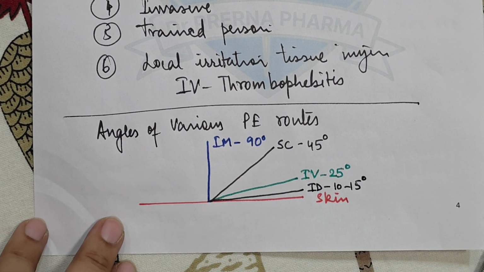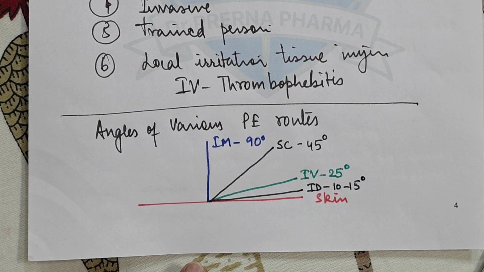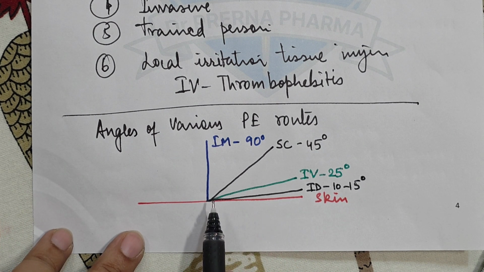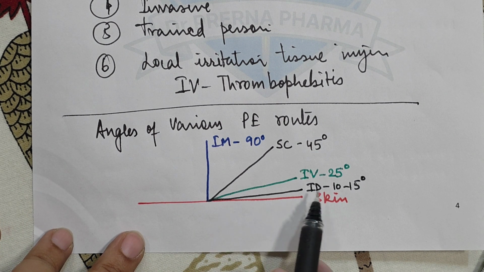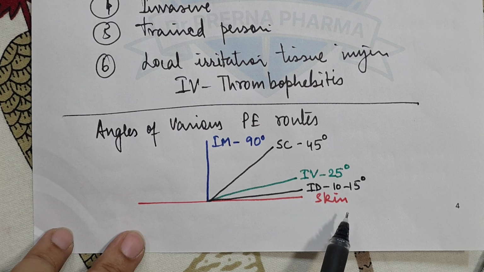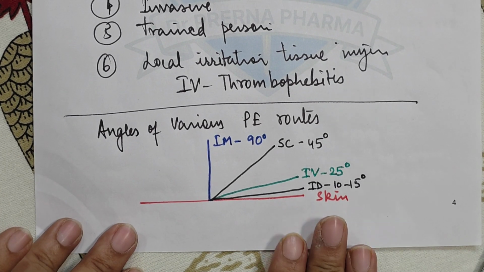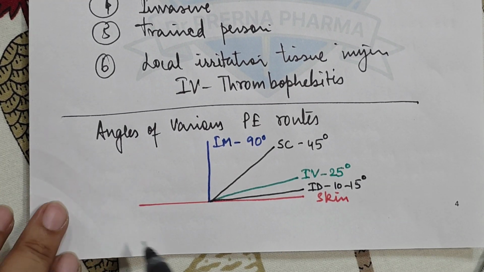So this is the angle of the needle that you need to keep when you are injecting. When you inject intramuscular, keep it straight. Subcutaneous, make a 45-degree tilt. Intravenous, you have to take a 25-degree tilt, and intradermal is just a 10 to 15-degree tilt. Okay, so with this we finish the routes of administration. Now we'll be starting with pharmacokinetics.